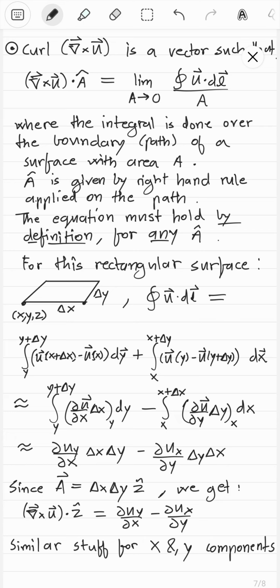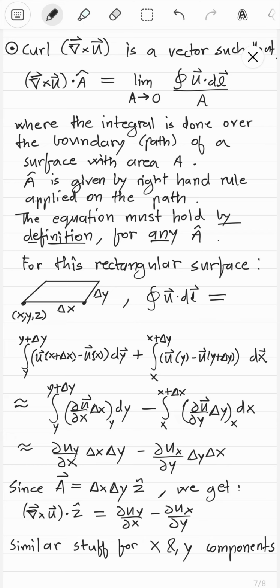So for this rectangular surface along the xy plane, you can write this integral as this thing, which you can approximate like that. It keeps on going, and finally what you get is this thing, partial uy upon partial x minus partial ux upon partial y, that times the area. That's what this integral is. Divide by the area, and you just get partial uy upon partial x minus partial ux upon partial y.